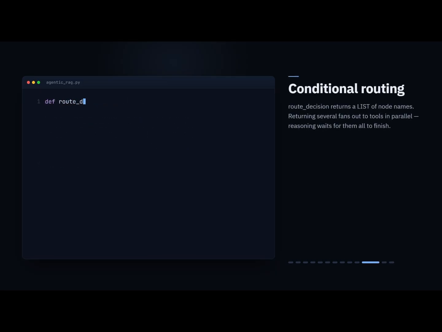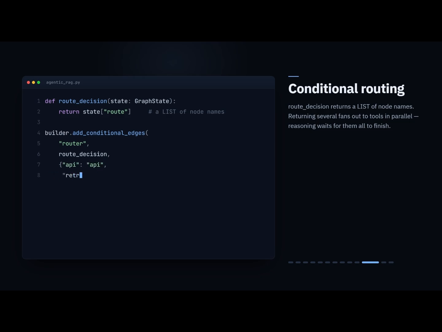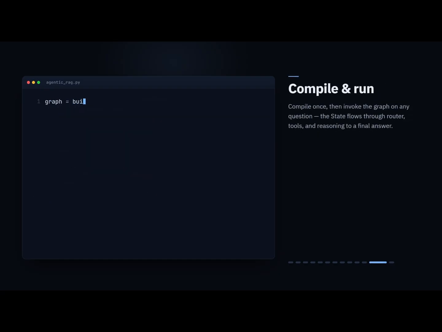Now, this is where LangGraph becomes dynamic. The route decision function returns one or more node names stored in the shared state. Add conditional edges uses those node names to determine which nodes to execute, automatically invoking their corresponding functions. If a single node name is returned, only that tool runs. If multiple node names are returned, LangGraph executes all of them in parallel before moving to the reasoning agent.